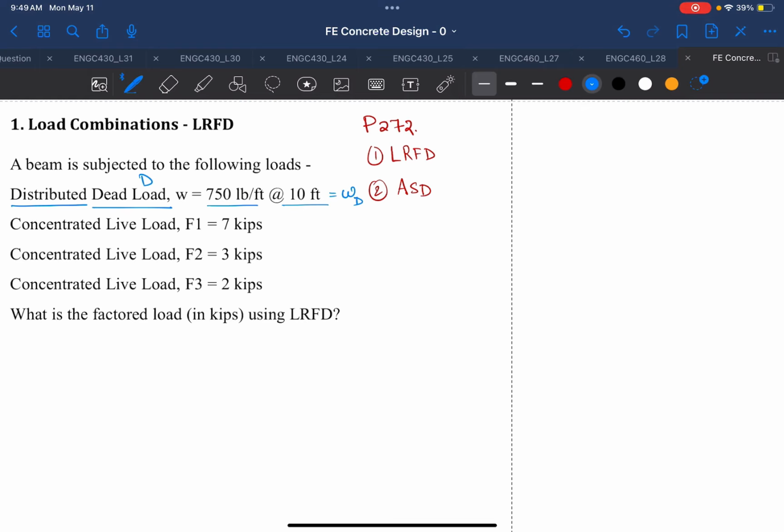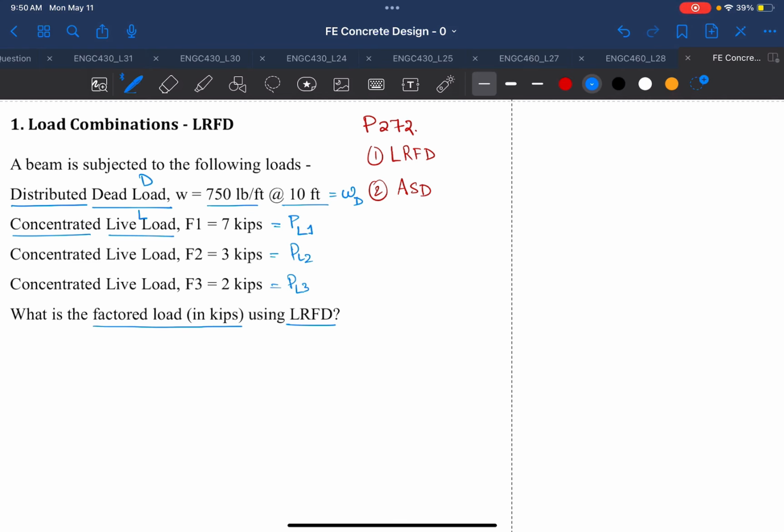Subscript D means it is a dead load, and then you have a live load, which is L, but it is a concentrated load. Generally for a concentrated load we write P, and then L. This means it's a concentrated live load, and we see that there are different concentrated live loads, so we'll denote them as PL1, PL2, and PL3. Now the question is asking what is the maximum load or design load, or sometimes we call it factored load, because you'll be applying a factor using LRFD.